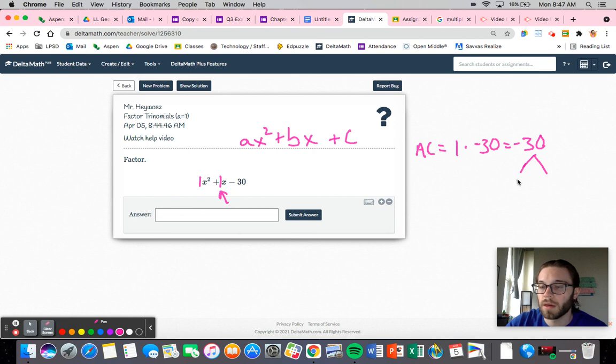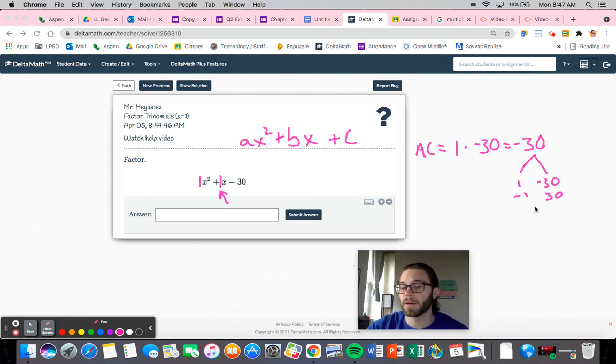If we start at the bottom, obviously 1 and negative 30, which is not going to add up. If I added those up, that'd be negative 29. Similarly, 29, so that doesn't help us. But don't forget, when you have a negative number, you have a positive and a negative number, so you'll have each one twice. Similarly, 2 and negative 15, negative 2 and positive 15. None of those are going to add up to 1.